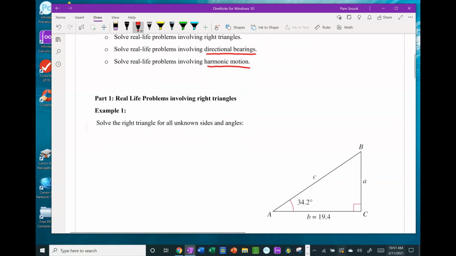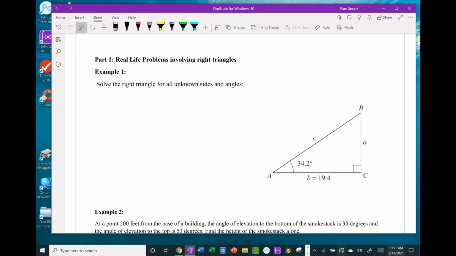Also super cool. First one is involving a right triangle. And this one is just like what you're used to from geometry and algebra 2 trig. I'm going to solve for all the unknown sides and angles in this triangle. So the first thing I'm going to do is get angle B because that's nice and easy. Angle B is going to be 180 minus our 34.2 plus 90, because all three angles in a triangle add up to 180. So you just add up the two that you know and subtract them from 180. And when I do that, I got 55.8 degrees.